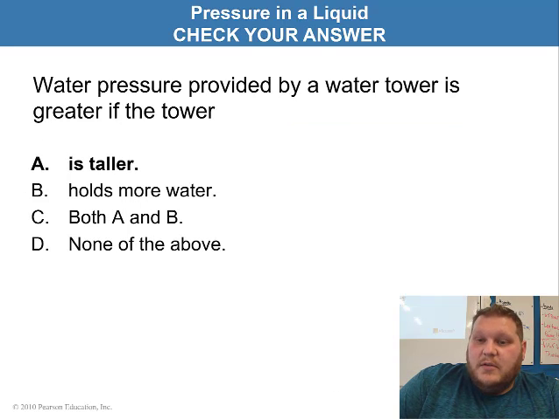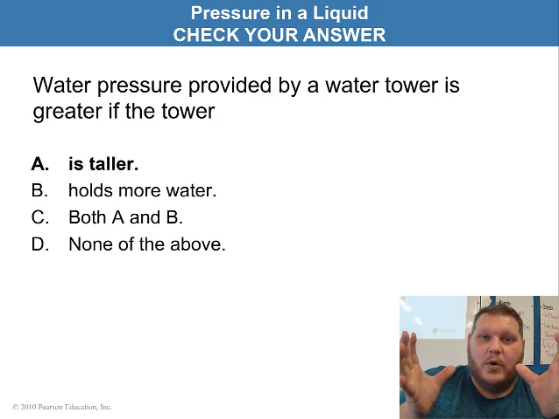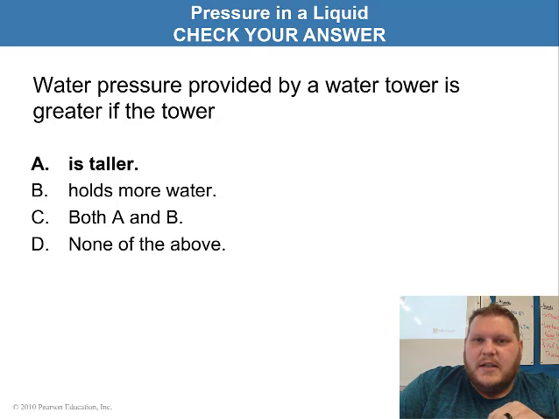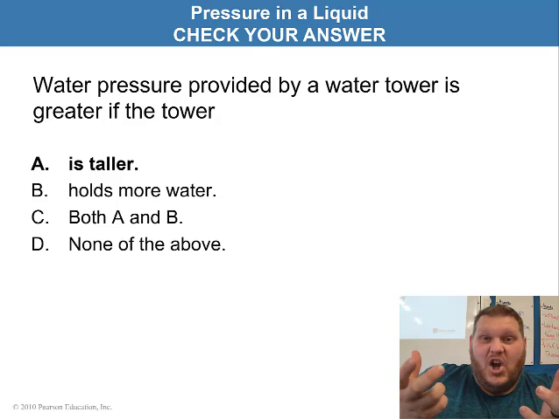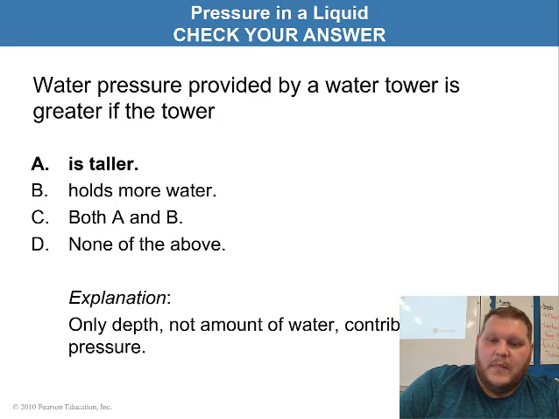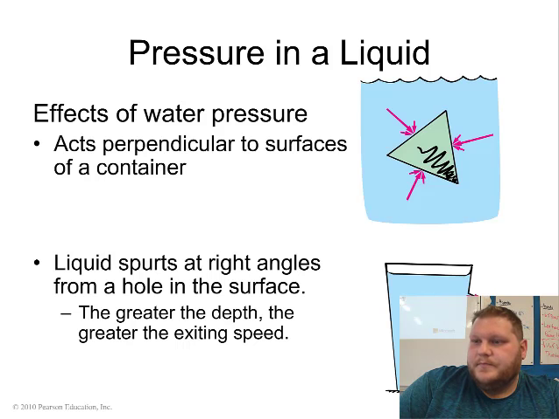The correct answer here should be a taller water tower, right? Well, like we talked about, liquid pressure is depth dependent, not volume dependent. So adding more water to the water tower, making it a bigger tank up top, isn't going to increase the water pressure as much as it would if we were to just make it taller. And like I said, depth dependent, not the amount of water that contributes to your pressure.